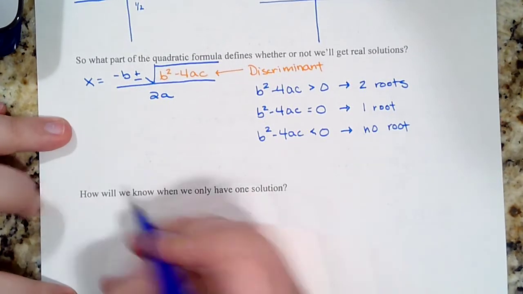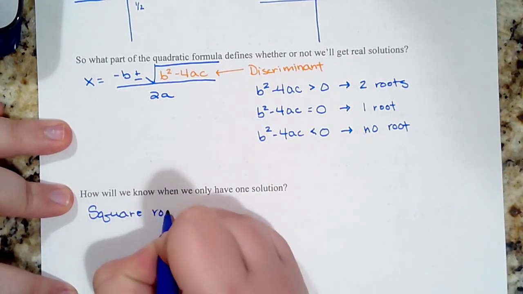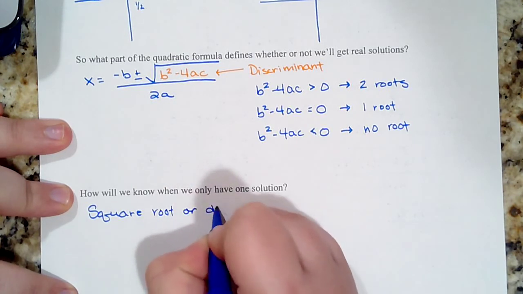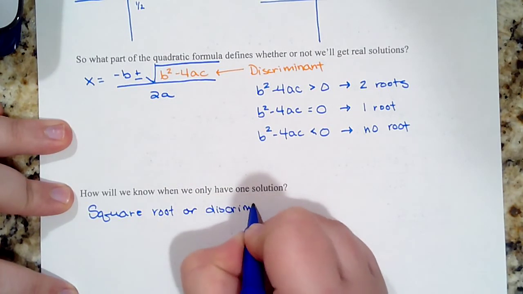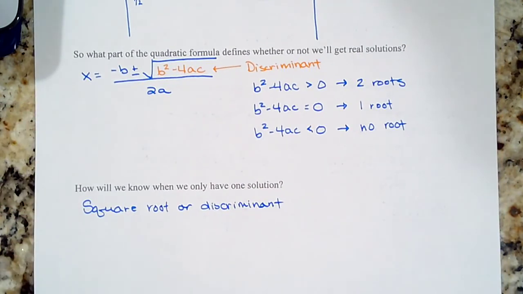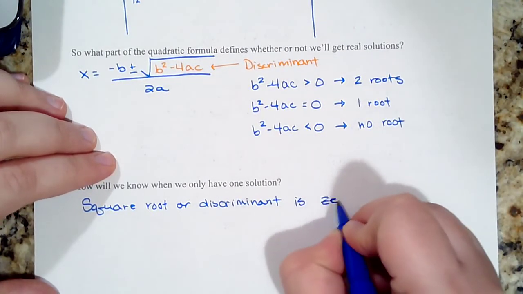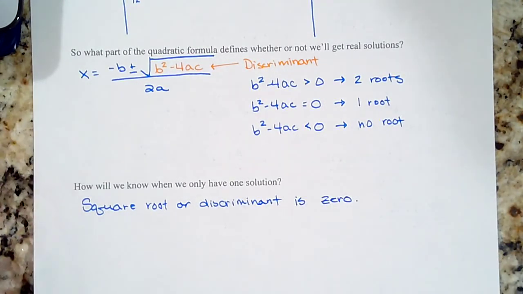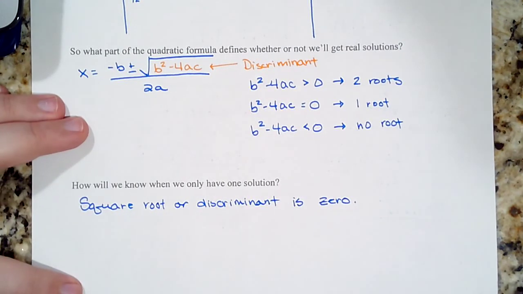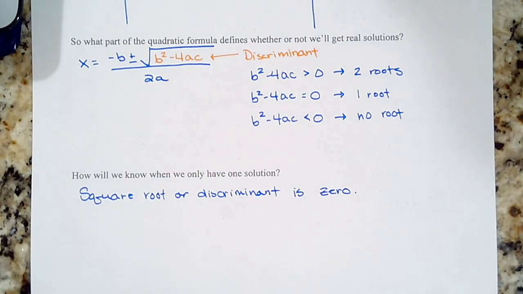So, how will we know when we only have one solution? Well, that is when the square root or discriminant, this is the technical name, so try and put that vocab word away for your brain. Discriminant is 0. So, discriminants can be very, very helpful. And they tell us a lot about specific solutions.